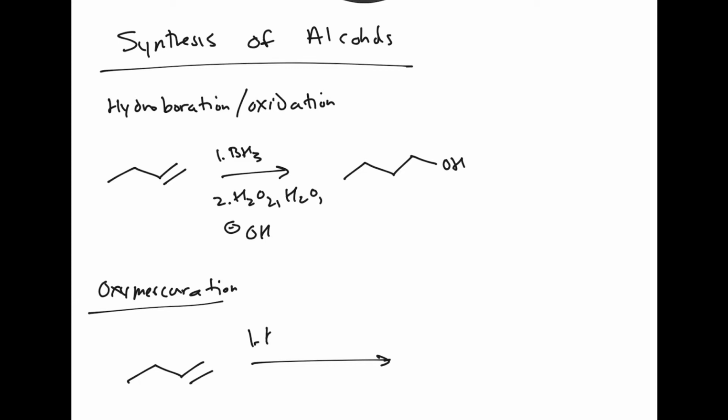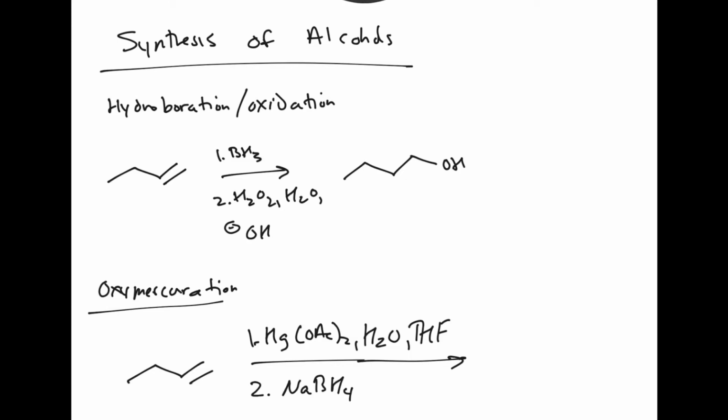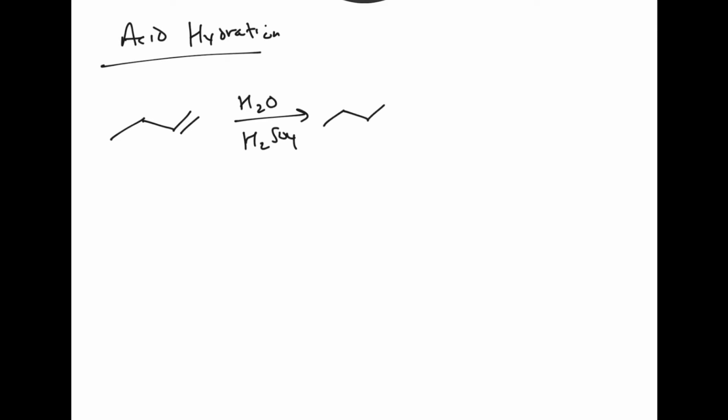Here you add mercury acetate, water, usually in THF. And then you add sodium borohydride and hydroxide, and that will make your alcohol. And then there's the simplest way to do this, which is just acid hydration, where you just take your alkyne, you add water and sulfuric acid, and again, you make the most substituted alcohol.